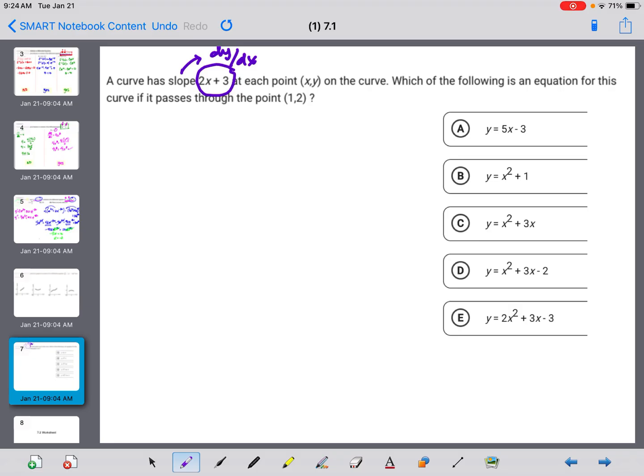All right, and then as we look at these, 2x plus 3, well, the derivative, dy/dx, this is not going to be the derivative of that. Neither is b. That's not going to give me a derivative of 2x plus 3. But I have c could give me 2x plus 3 as my derivative, and so could d. And as I look at e, it is not going to give me that derivative of 2x plus 3.